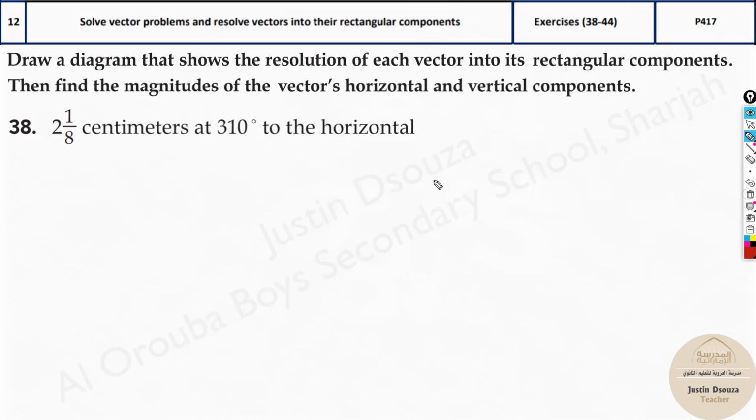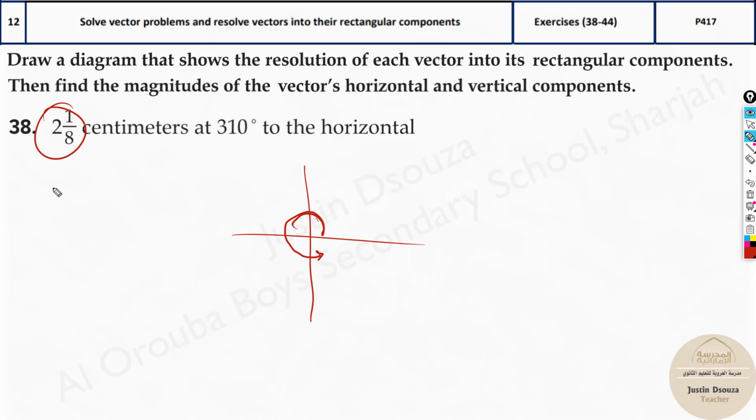So we can draw a rough vector here. Imagine this is the coordinate axes, and 310 degrees to the horizontal. You need to start from here, the same way you take an angle with a protractor. We start over here, it goes on to 180, this is 270, 310 is somewhere over here. And then you need to draw the 2 1/8 line.